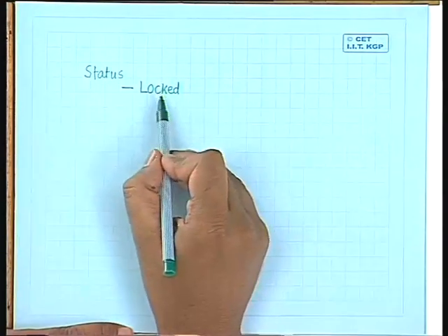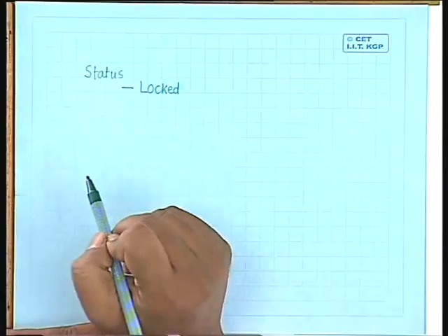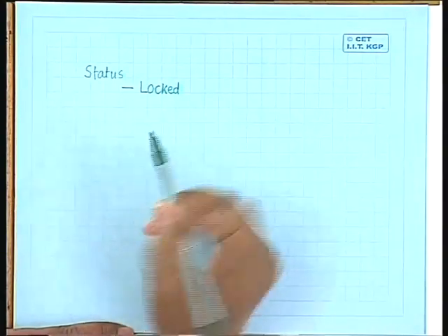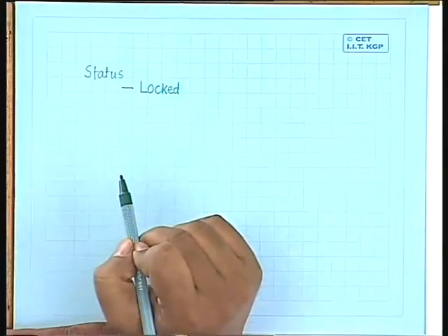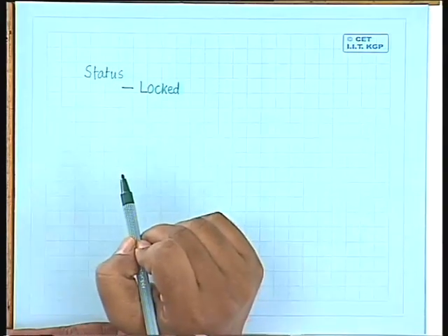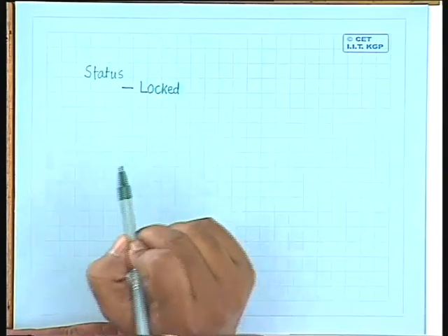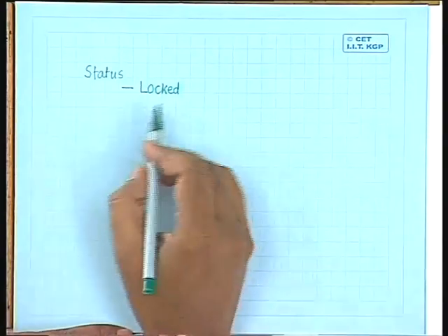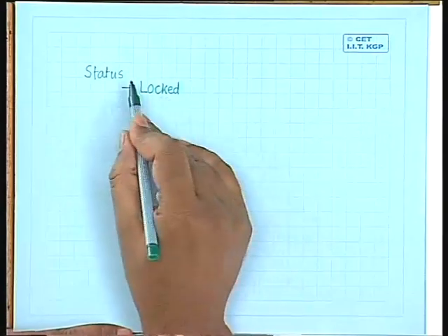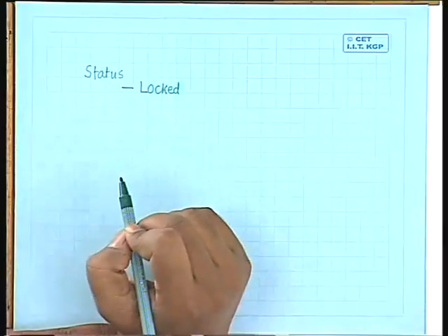Here, as we have seen in the buffer cache, if the buffer is not locked, that means it is free. But in case of inode, it is not so. Even if the inode is not locked, that does not mean that the inode is free. I will come to that later. So the first information that you have to maintain in the inode is whether the inode is locked.